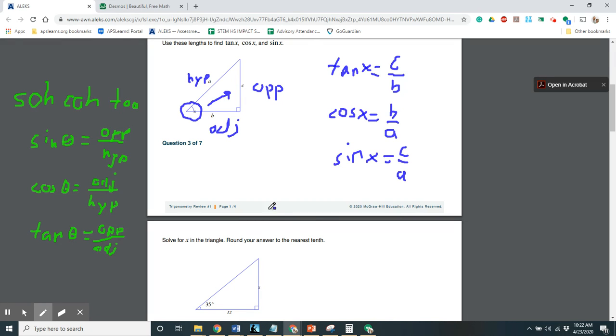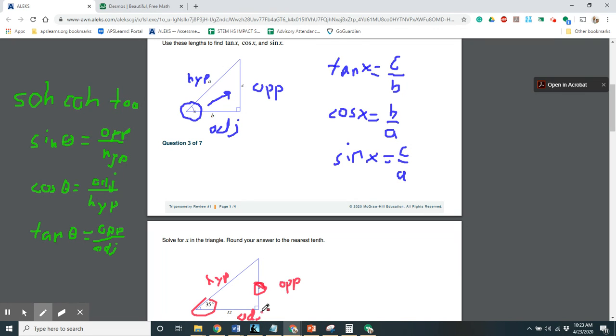All right, for this next one here, you're actually finding x. So you're looking from the angle you know. We're looking from this 35-degree angle. Start by labeling your sides. Hypotenuse, opposite across from the angle, and then adjacent is next to the angle.